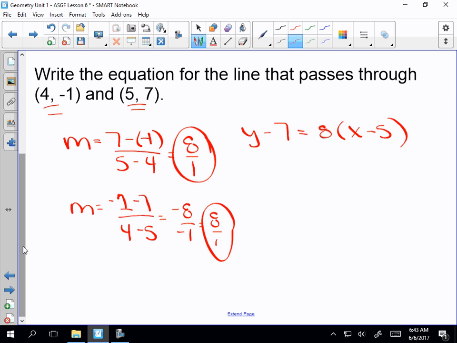Okay, we could also have the same line equation using the other point. Y minus our y value of 1 equals 8 times x minus our x value of 4. So once again, the two equations look very different, but they do both represent the same line equation.